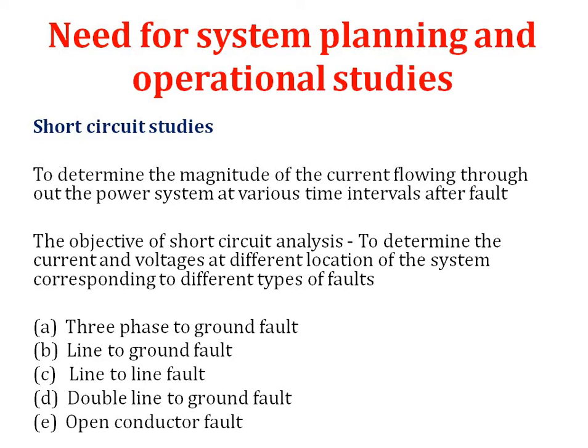Need for system planning and operational studies. Short circuit studies determine the magnitude of the current flowing through the power system at various time intervals after a fault. The objective of short circuit analysis is to determine the current and voltage at different locations of the system corresponding to different types of faults. For example, the following faults: the three-phase to ground fault, line to ground fault, line to line fault, double line to ground fault, and open conductor fault.